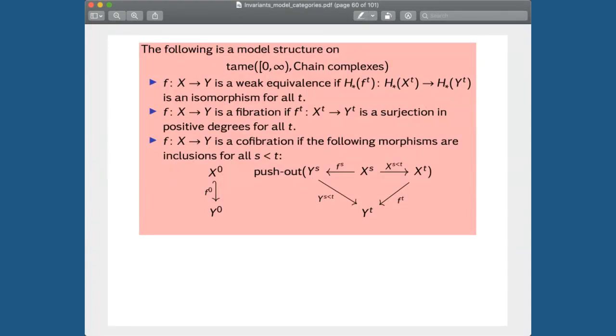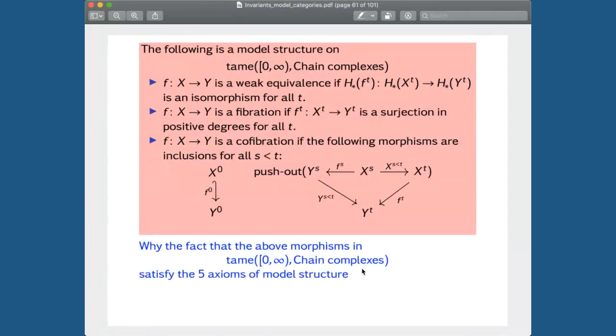So, I can't remember what comes next. Okay, so here comes a question. Why is the fact that the above morphisms in these parametrized chain complexes satisfy the five axioms of a model category relevant for TDA? That's the question. I just gave you the information that these particular maps satisfy these five axioms. Why do we bother, in this seminar, for example?